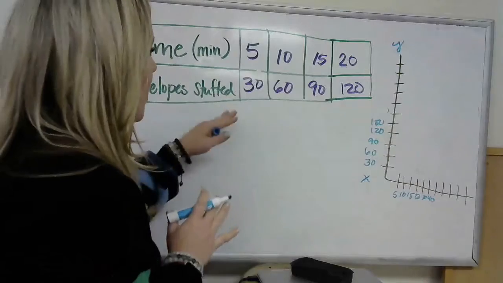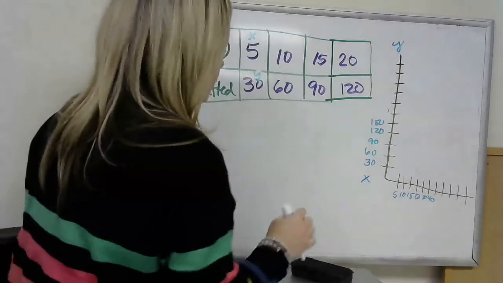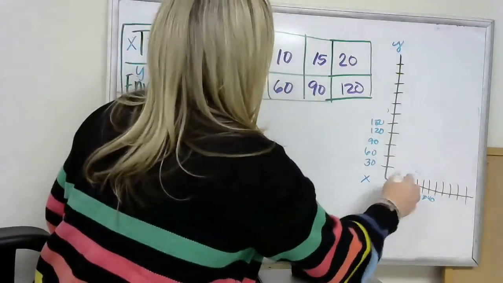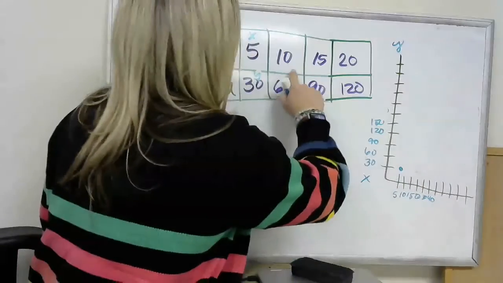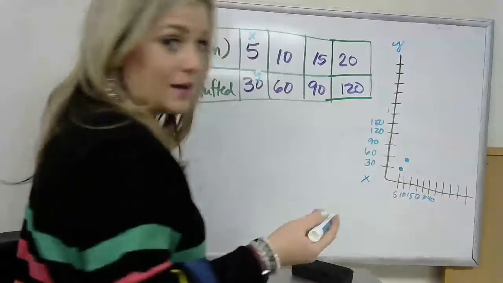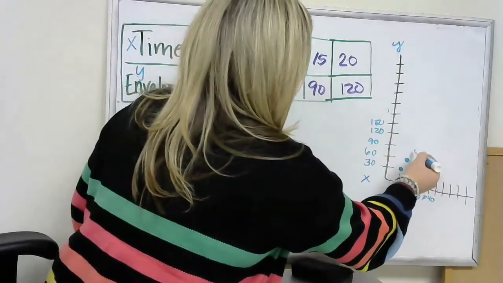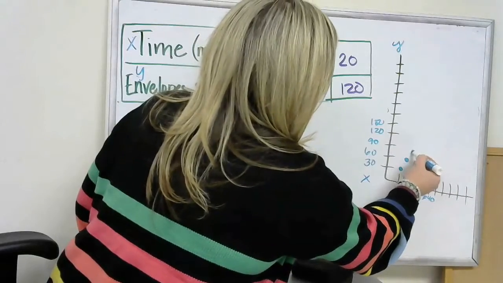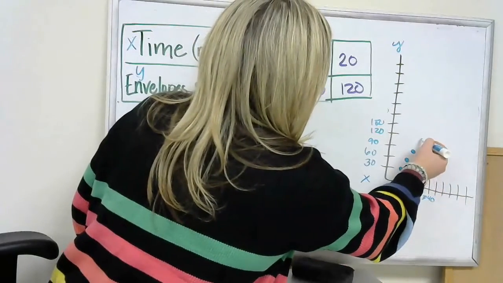All right, so we're going to plot these points. So these are my x's, and then these will be my y's, okay? So I'm going to go over to my 5, and I'm going to go up to 30, and I'm making a plot. Then I'm going to go over to 10 and go up to 60 and make a dot. Then 15 and go up to 90. And then 20 and go up to 120.